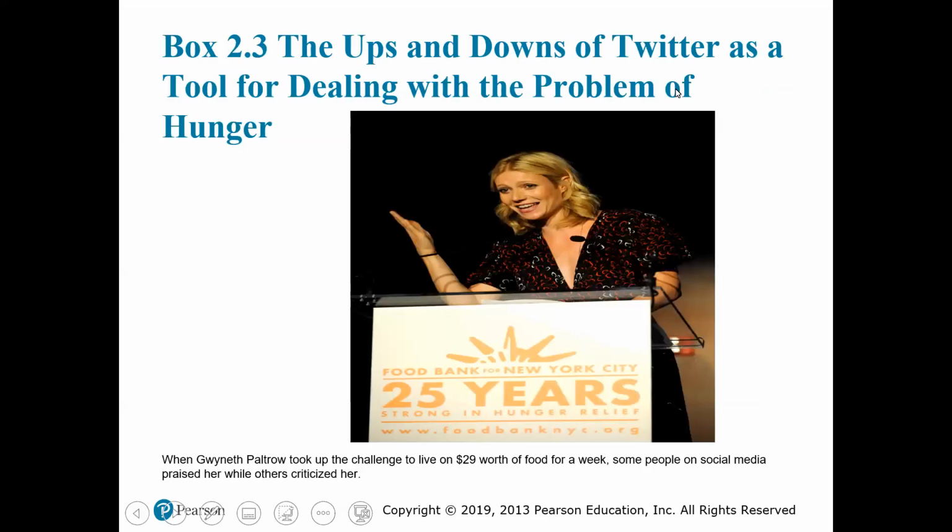When we look at the ups and downs of Twitter as a tool for dealing with the problem of hunger, we look at this picture here, and this is Gwyneth Paltrow. She took up the challenge to raise $29 worth of food for a week, and some people on social media praised her while others criticized her. When we think about this, something for us to think about is that when we offer programs like this, are they truly beneficial? Who is collecting the money and who is receiving the money?